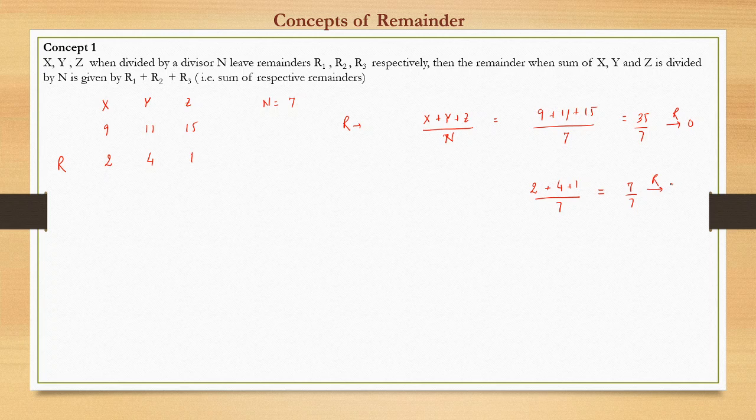So this implies the remainder is nothing but 0. So now, adding the original numbers versus adding only the remainders, this is much easier, right? So this process actually helps.